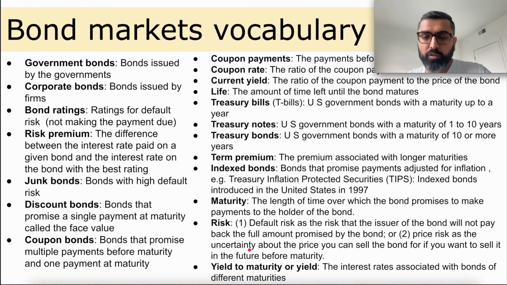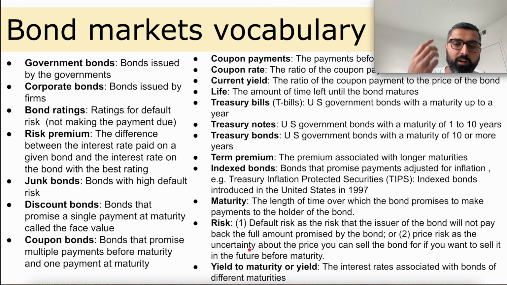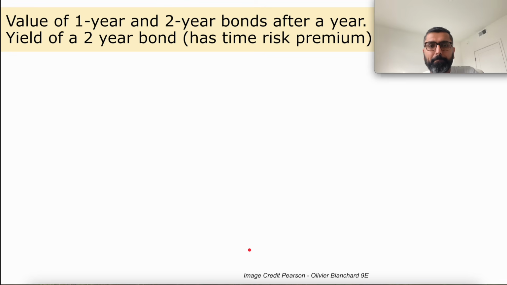And there's yield to maturity, or yield. Think about this as one number, the interest rate associated with bonds which have multiple maturities. You buy one bond and it has internally multiple maturing payments, and the yield to maturity is one number that gives you the interest in aggregate of that combination. So if you understand this bond market scenario, then when we use some of these terms, it becomes easier. So now let's take an example.